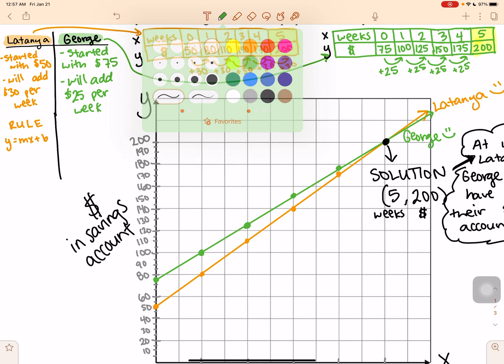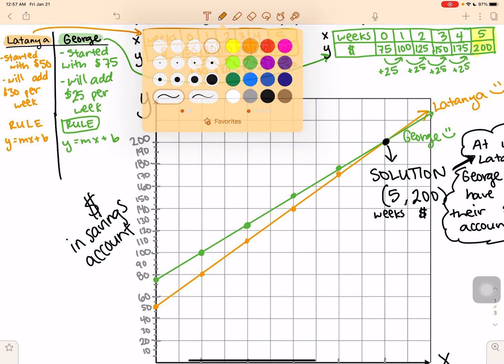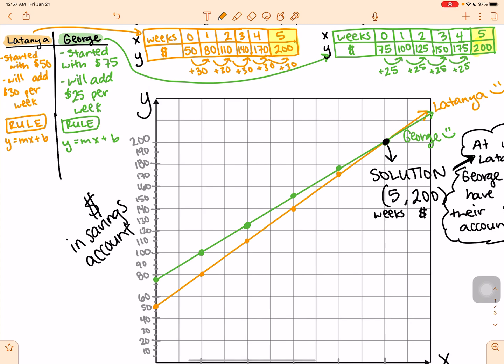Okay. And this obviously is not their rule, but I'm just going to write that y equals mx plus b to remind you what we do with that. Okay? We need to find their growth and their starting point in order to write a rule. So right now you have the information. It's all right here. I need you guys to write an equation for each, LaTanya and George.